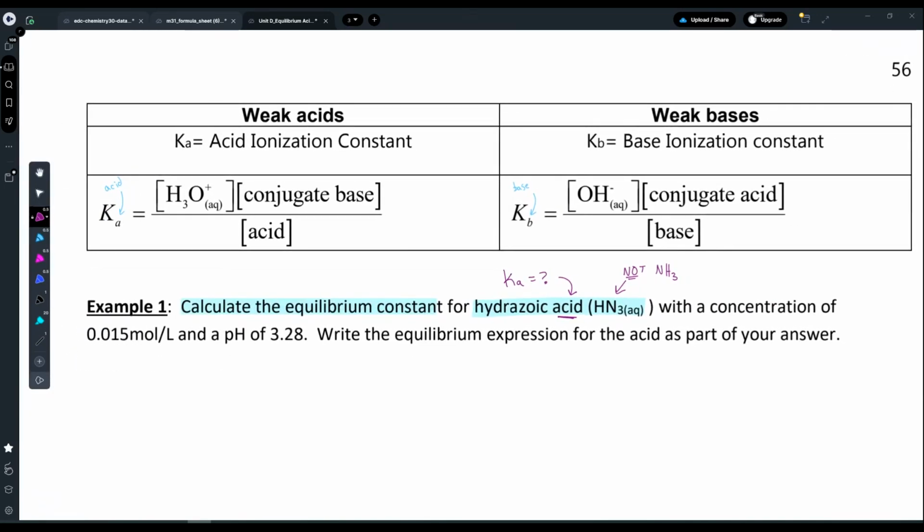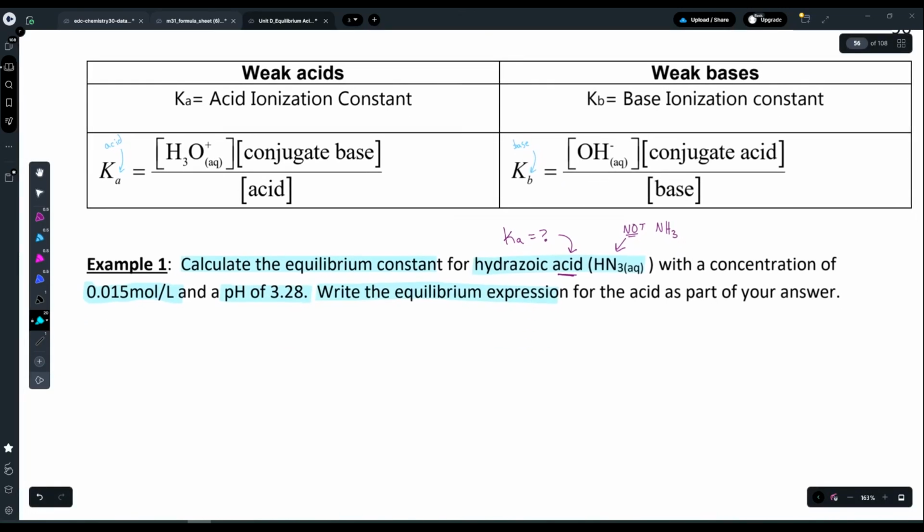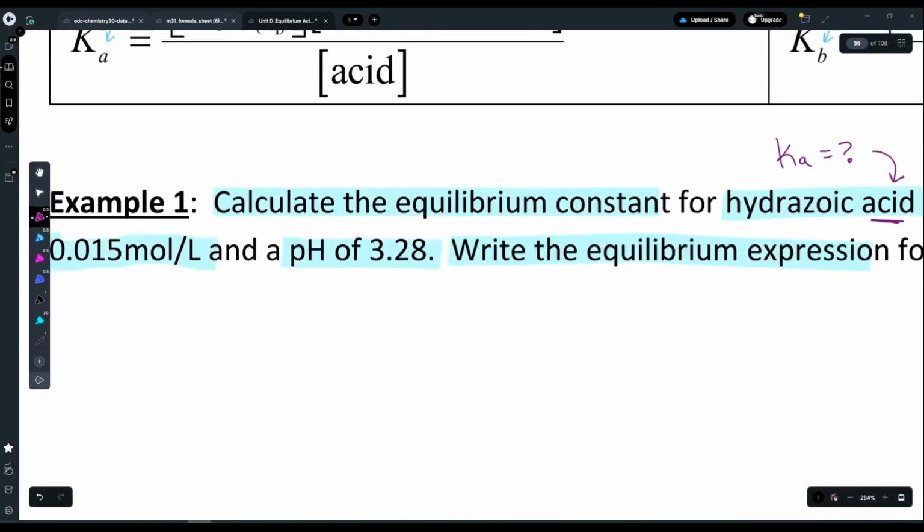Now we're told that hydrazoic acid has a concentration of 0.015 moles per liter and a pH of 3.28. Write the equilibrium expression for the acid as part of your answer. For this, when dealing with either weak acids or weak bases, you are going to want to work with ICE tables. So let's get started by writing out a balanced chemical equation.